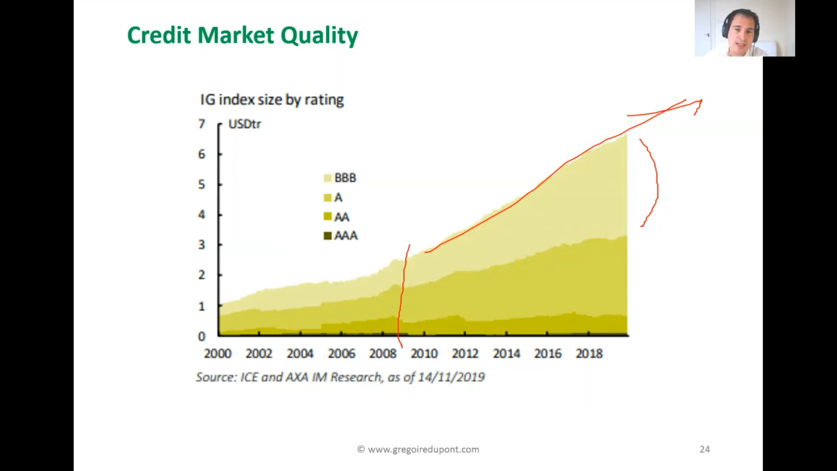On a good note, and here we need to be positive, most of the high yield market doesn't need to refinance before 2020. If you look at the maturities of the high yield market in 2020-21, they are pretty low. So normally the pain should not come from there.